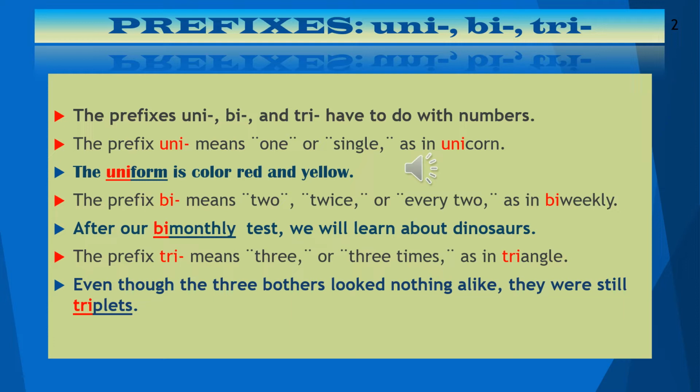Okay, so here on this page, we have the prefix uni, which means one, bi, which means two, and tri, which means three. And here are some examples where these prefixes are being used in a word or in a sentence. So it's a very easy lesson, and memorize the meaning of each prefix. Now let's go to page number 3.